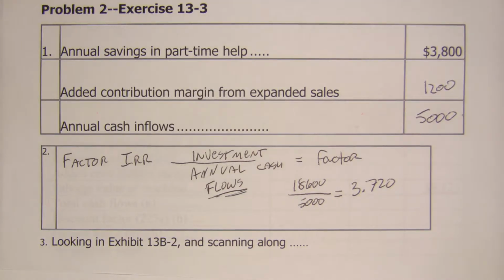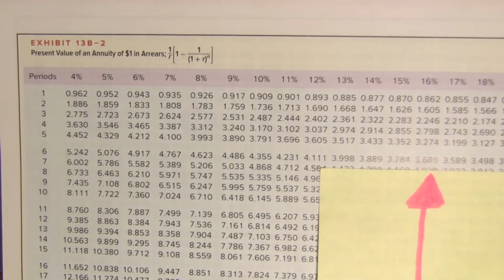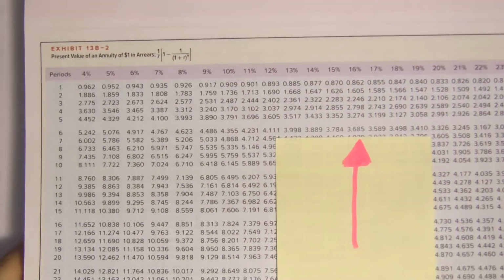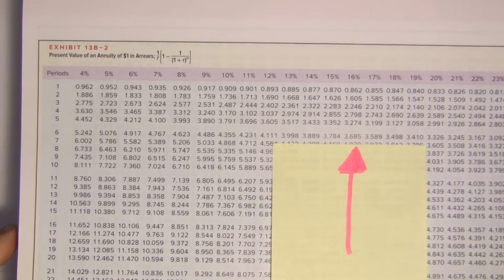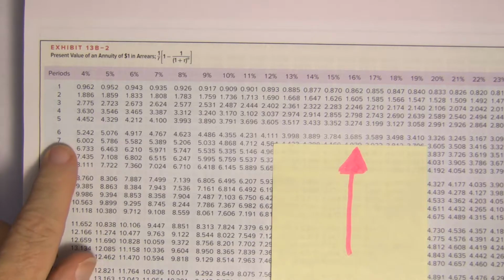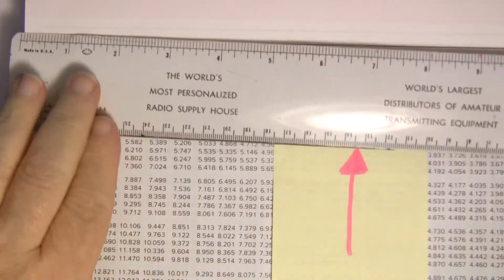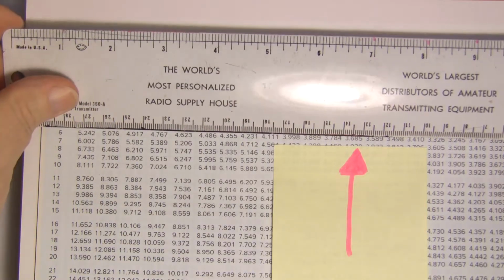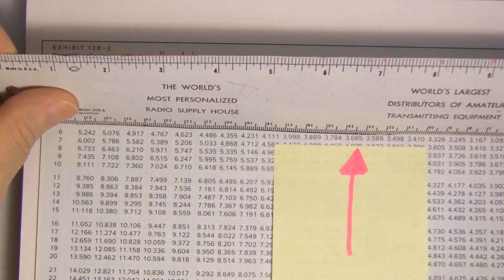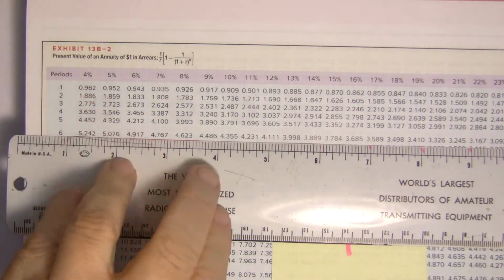Now you get to dig out your old present value tables. There are some in your book, but there are also some just about anywhere you can find present value tables. The key is you have to remember that you're looking at an annuity. We're looking for 3.720 for 6 years. So we're coming along this 6-year line, the line right below the ruler. And as close as we get is 3.685.